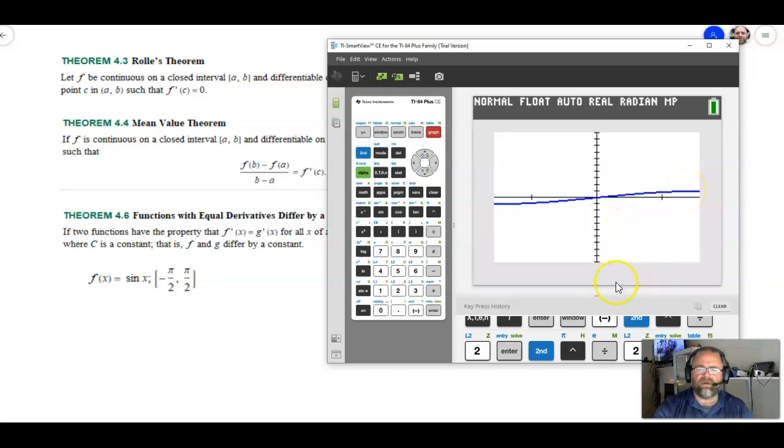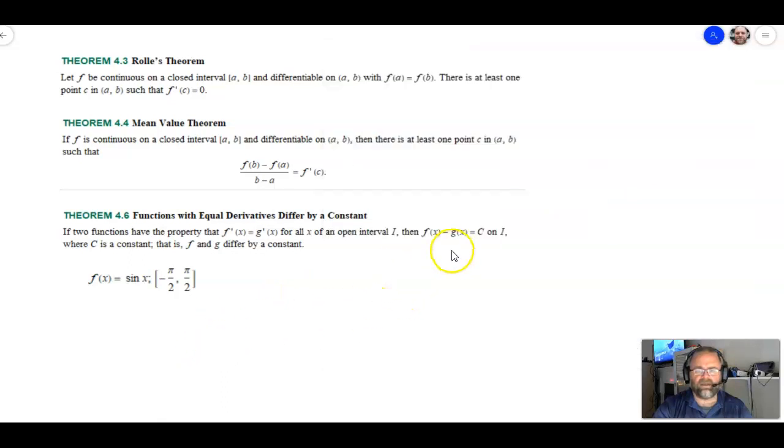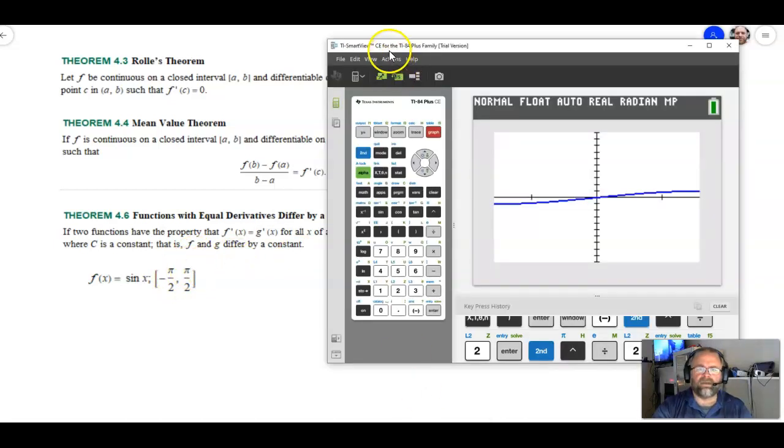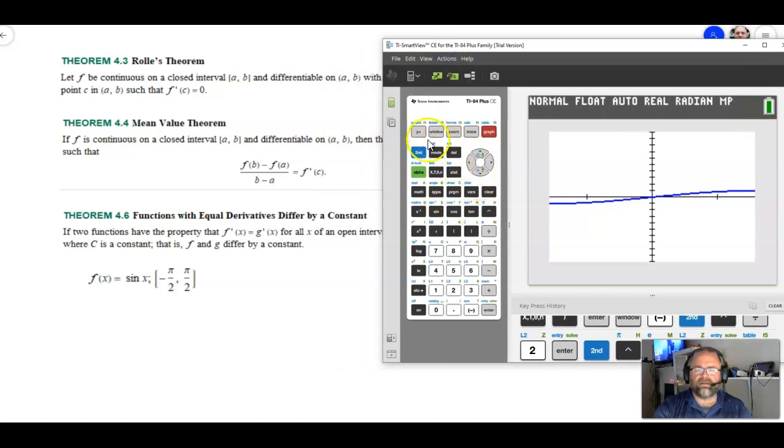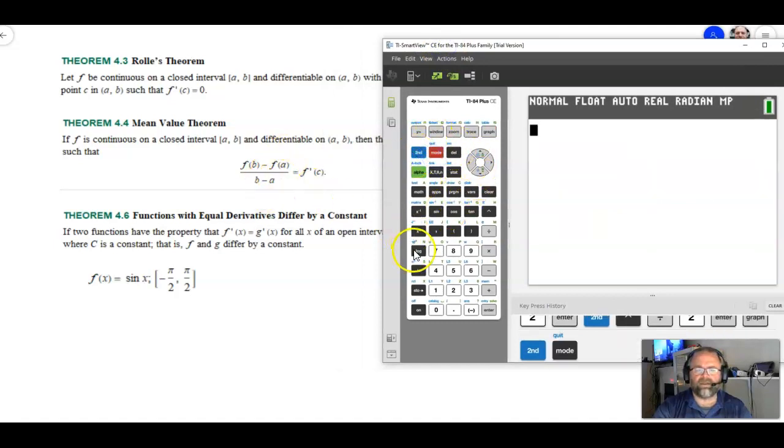And then we're going to try to find at least one value in here that has the same slope as the secant line there. All right, so let's go ahead and find the slope of the secant line. So if I go to my calculator, it is going to be f of b minus f of a. So I'll put the entire top in parentheses here.